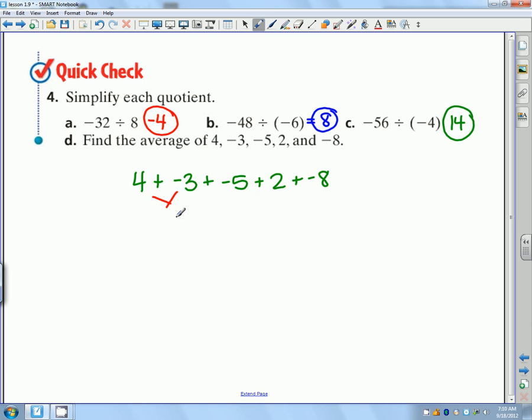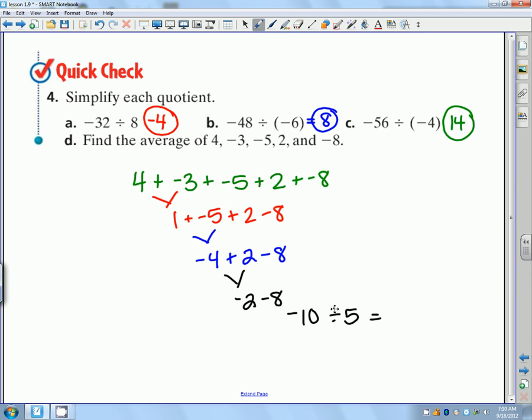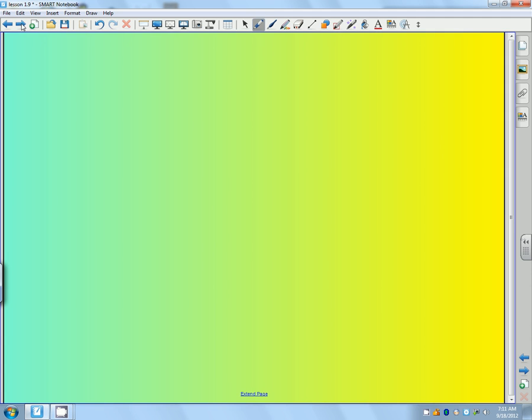4 plus negative 3 is 1, plus negative 5, plus 2, minus 8. So 1 plus negative 5 is negative 4, plus 2, minus 8. I'm just doing one step at a time. Negative 4 plus 2 is negative 2, minus 8, which is negative 10. And then I divide by my 5 numbers. Negative 10 divided by 5 is negative 2. All right, that's it for your notes.